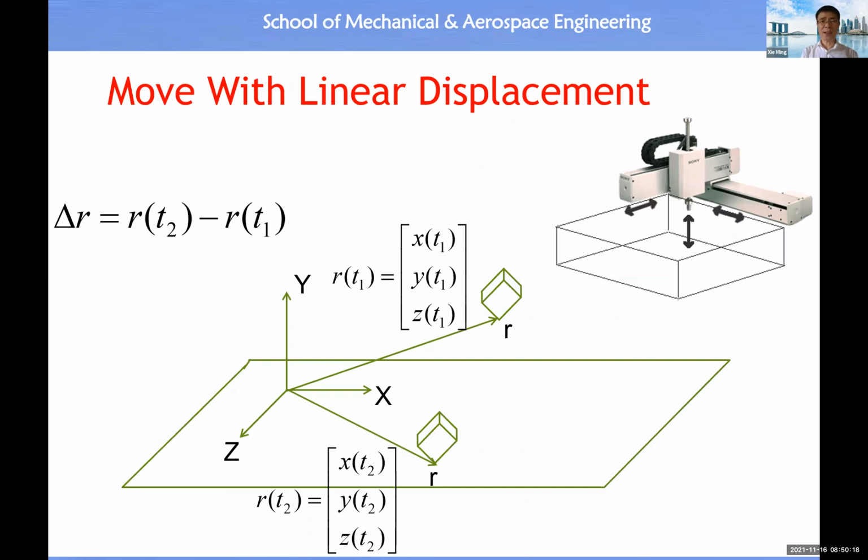We can also have this description for linear motion, move with linear displacement, okay? Then mathematically, it means we must have a displacement vector, okay? The displacement vector is equal to the position vector at T2 minus the position vector at T1. So the difference gives us the displacement vector, all right?